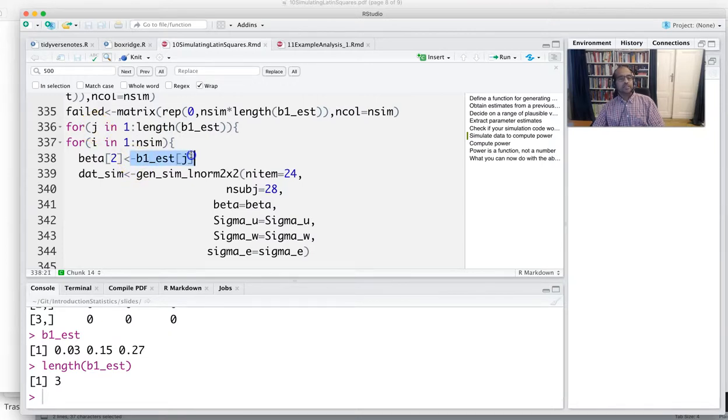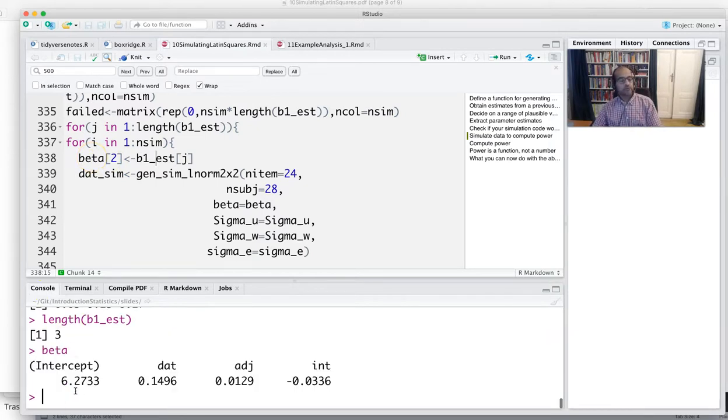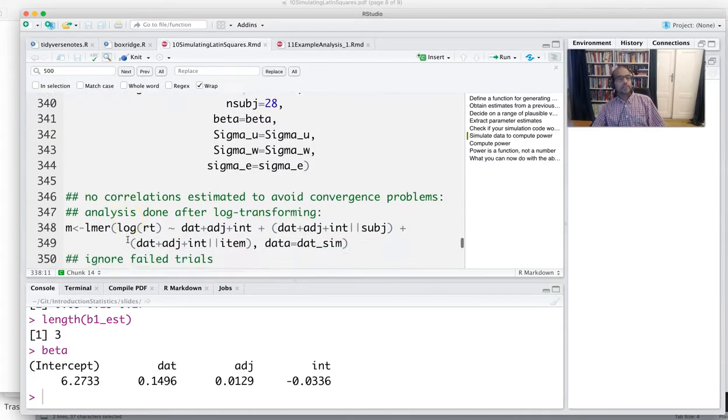That means when j is equal to 1, this will contain the first value in this vector here, and that is plugged into the beta 2 elements. Remember what beta is? Beta is a 4-element vector. So I'm going to replace this estimated value with the lower bound that I just estimated for this effect, and calculate power for that, right? So I've put in this lower bound here when j is equal to 1, and then I simulate my data.